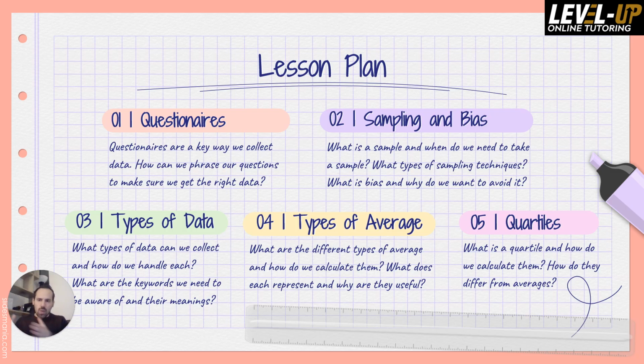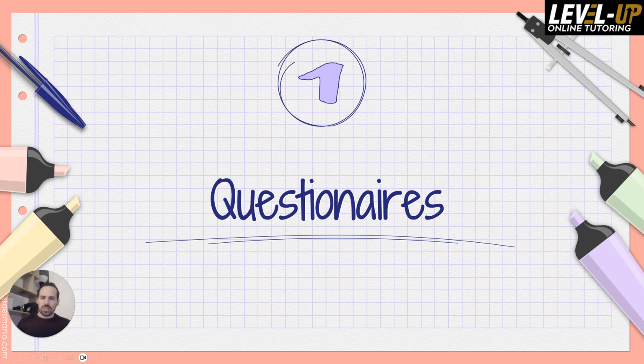So, where is the data distributed? Is it generally quite low or high or even? I'm going to take a look into how that works. So, first of all, let's look at questionnaires.